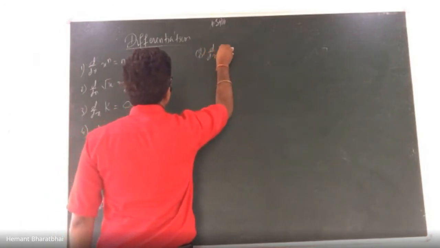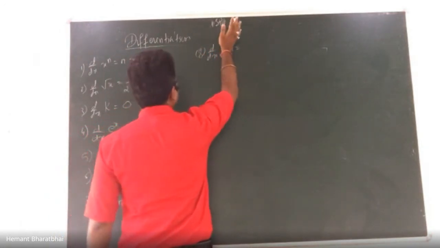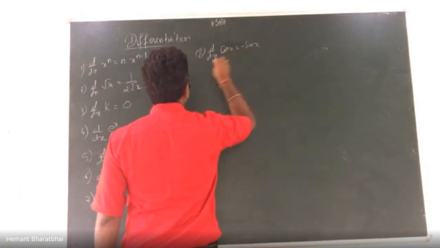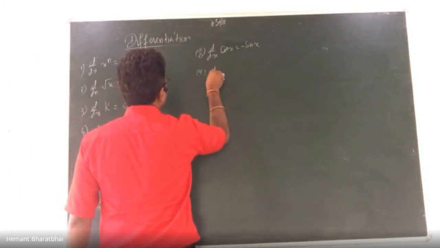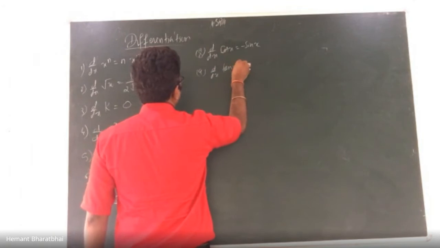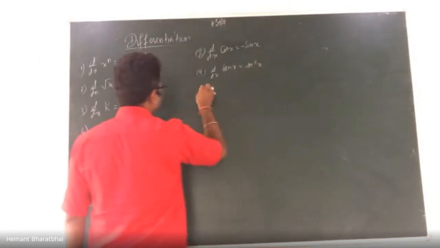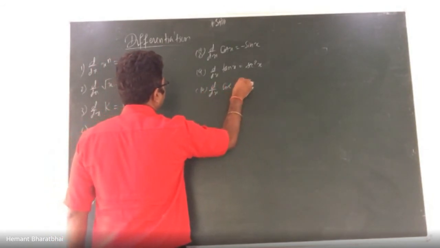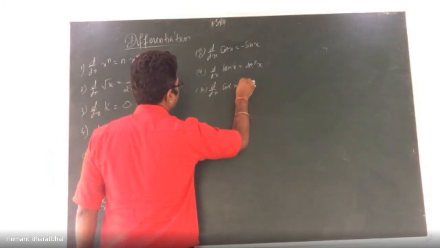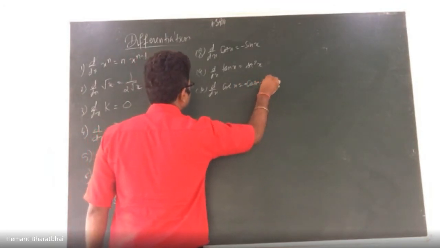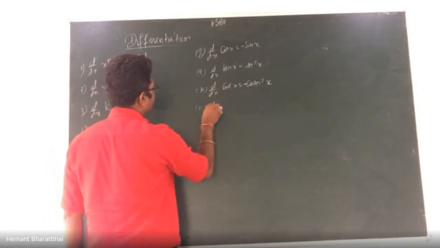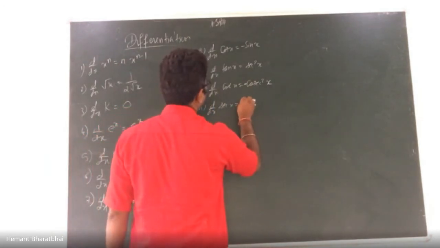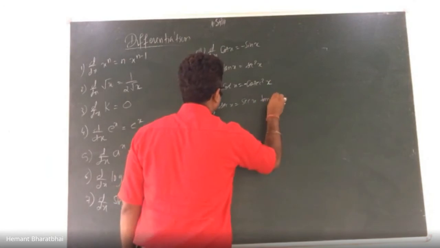Then the derivative of cos x is minus sin x. The derivative of tan x is sec square x. The derivative of cot x is minus cosec square x. The derivative of sec x is sec x into tan x.